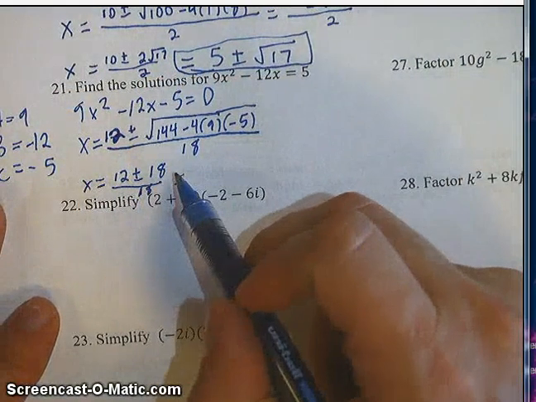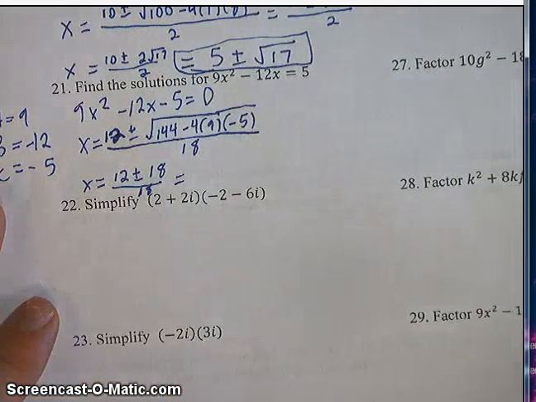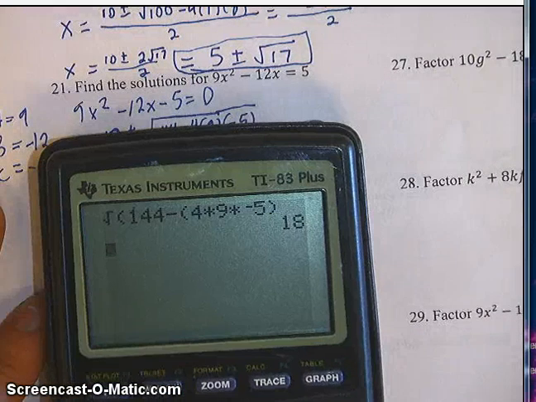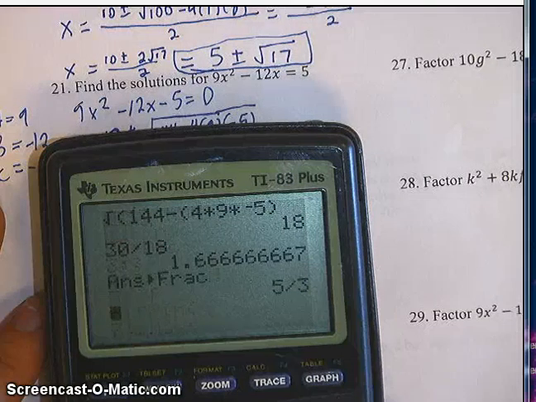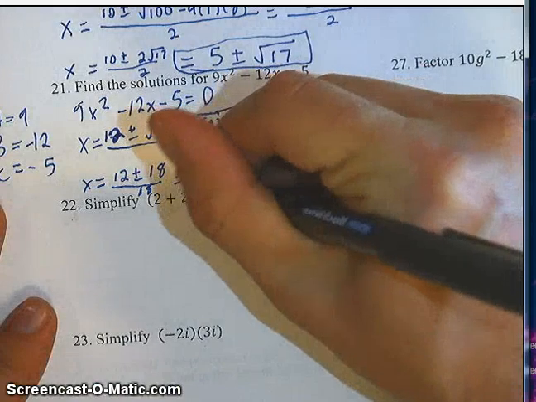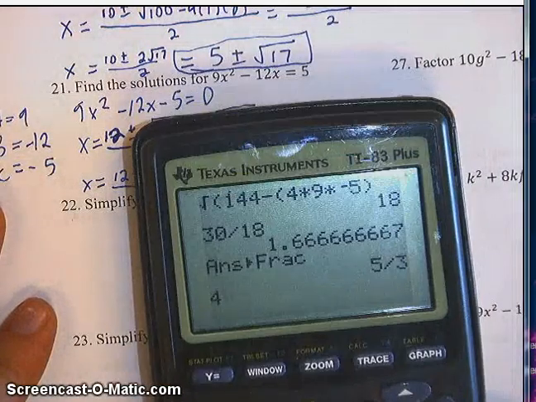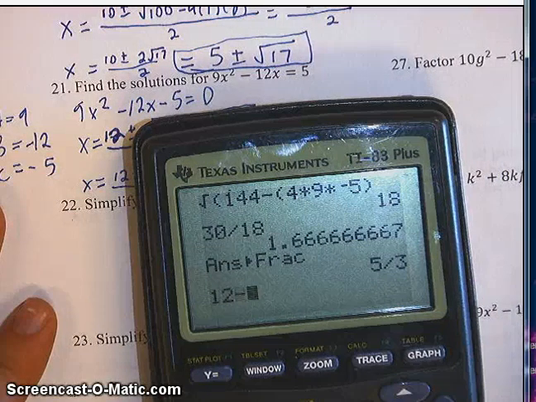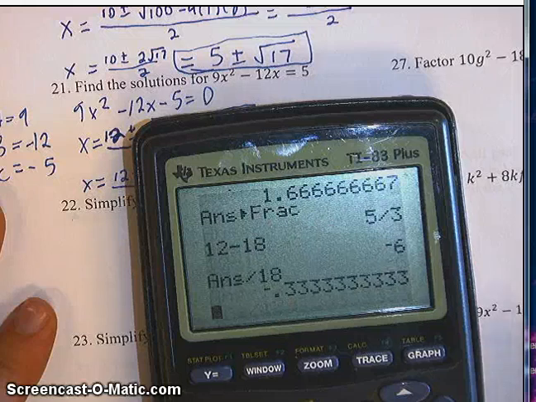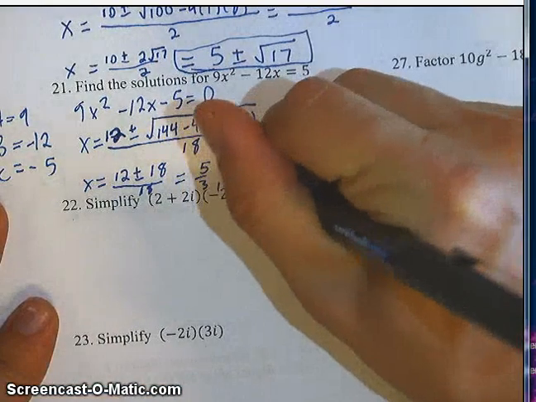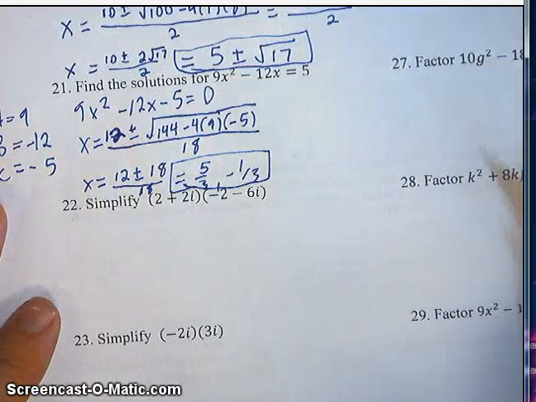Well, 12 plus 18 is 30, and 30 over 18 is some sort of fraction. 30 over 18 is 5 over 3. So one of the two solutions is 5 over 3. And the other one is going to be 12 minus 18, divided by 18, which is negative 1 over 3. So the two solutions are 5 over 3 and negative 1 over 3.